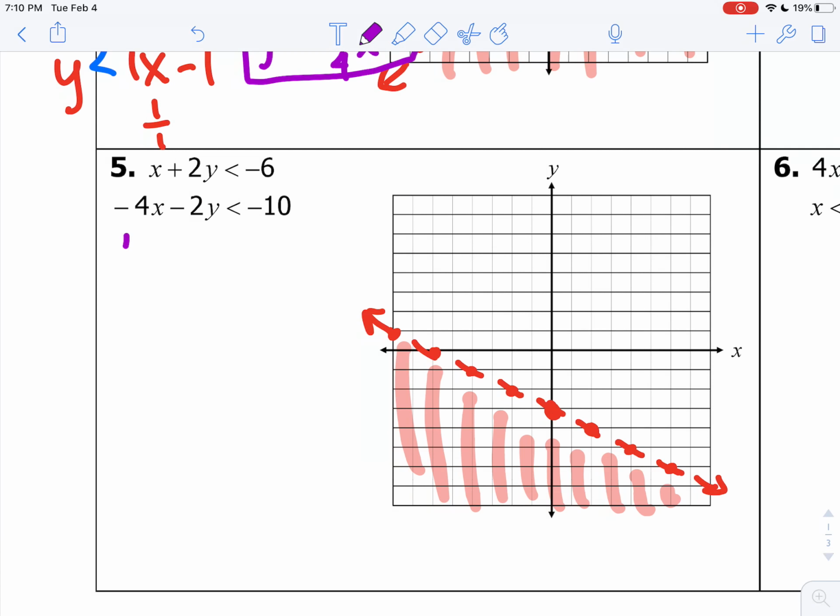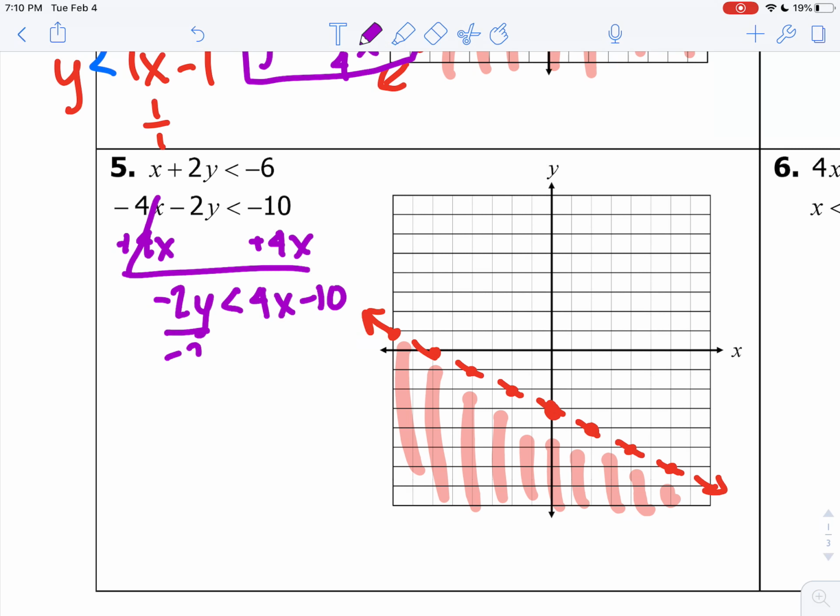So this time I'm going to add 4x to both sides. -2y is less than 4x minus 10. And then divide by -2. I divided by a negative, so I'm going to flip the sign. So y is greater than 4 divided by -2 is -2x. -10 divided by -2 is a +5.